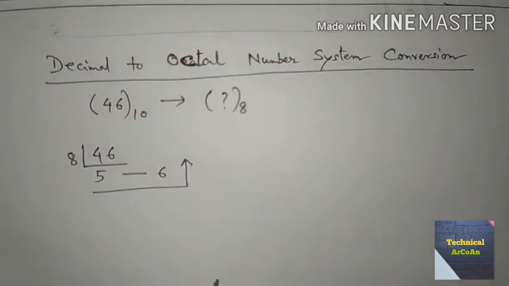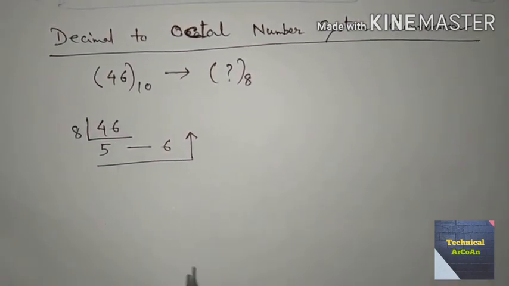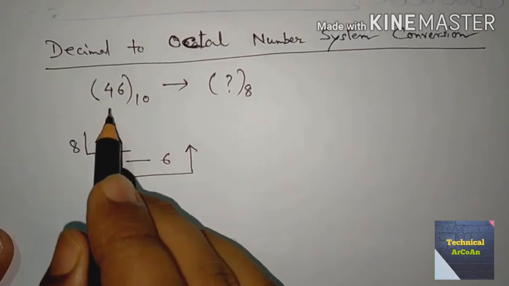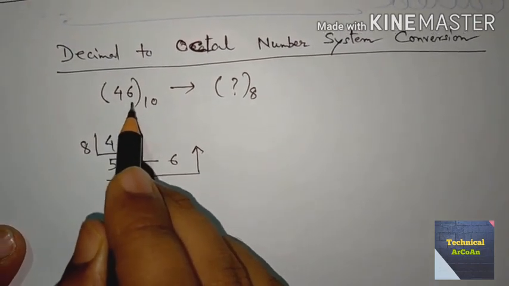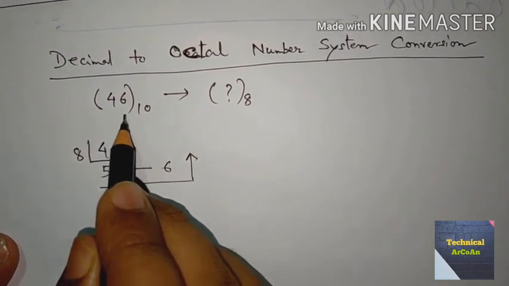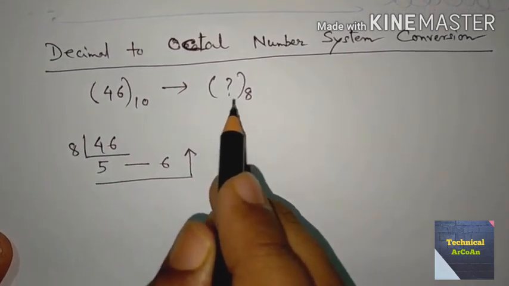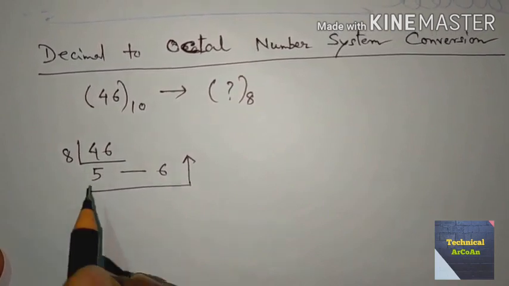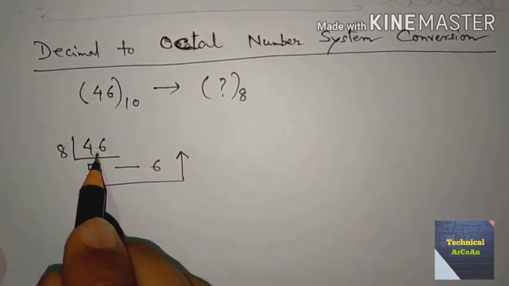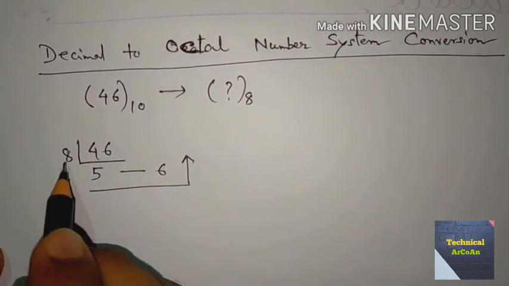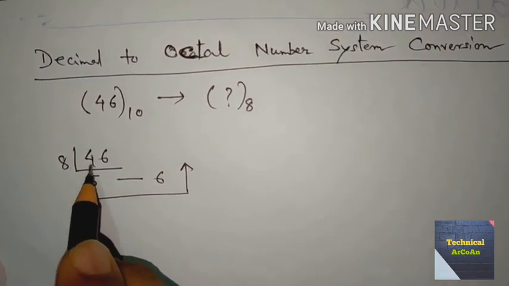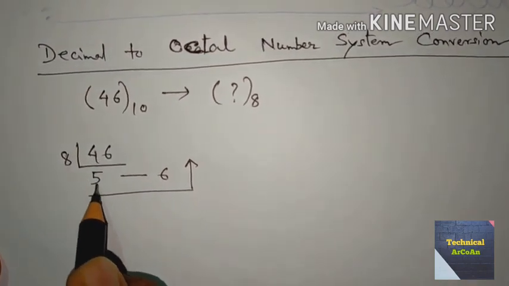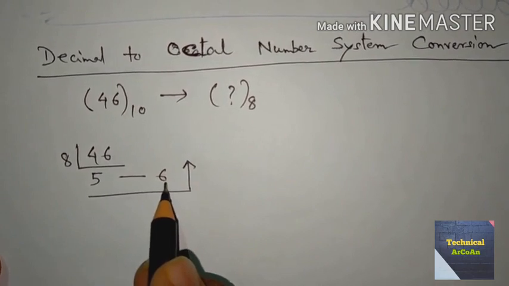Now the next conversion is decimal to octal number system. Okay. Now we have taken the same example, 46, where the base is 10, meaning a decimal number system. Now we convert it into octal. Why? Because the base is 8. So what is the calculation procedure? The same way, the converting number is 8. So I am dividing 46 by 8, and 5 is the quotient and 6 is the remainder.